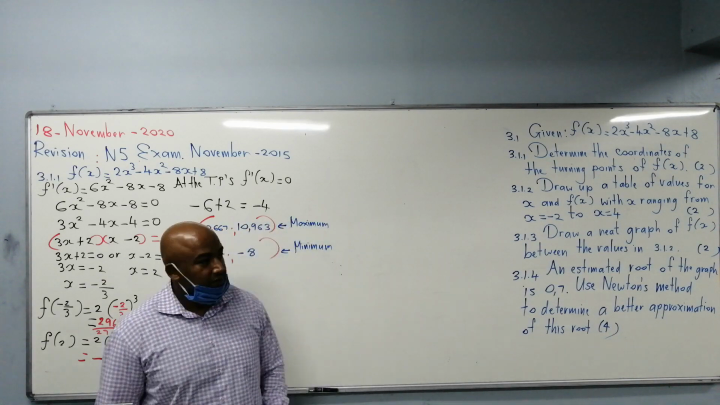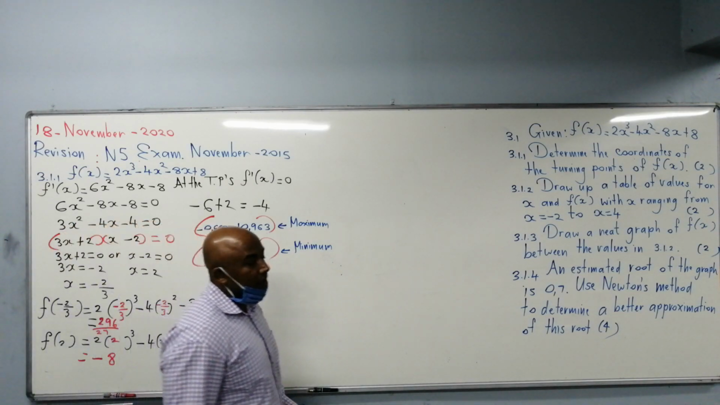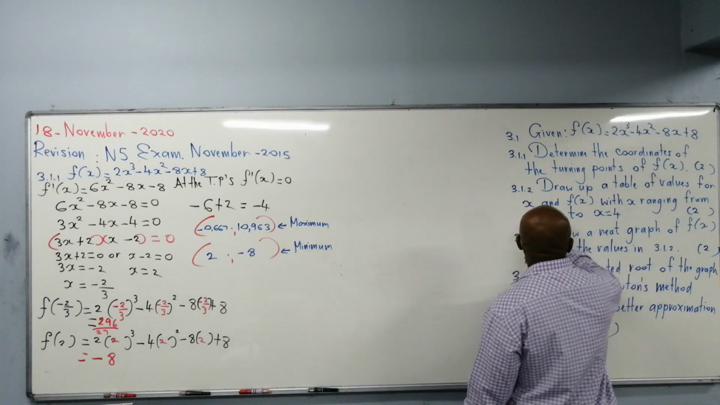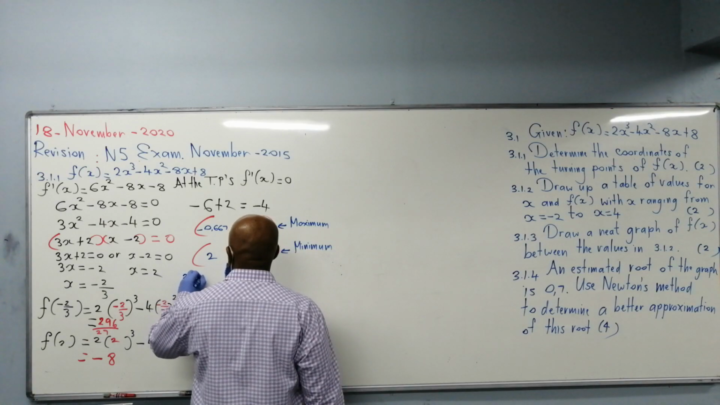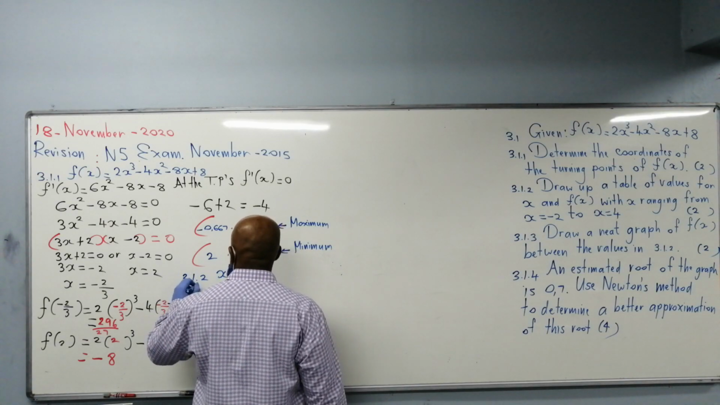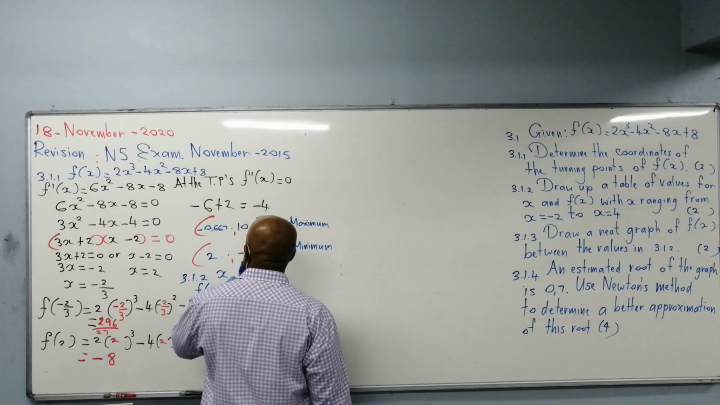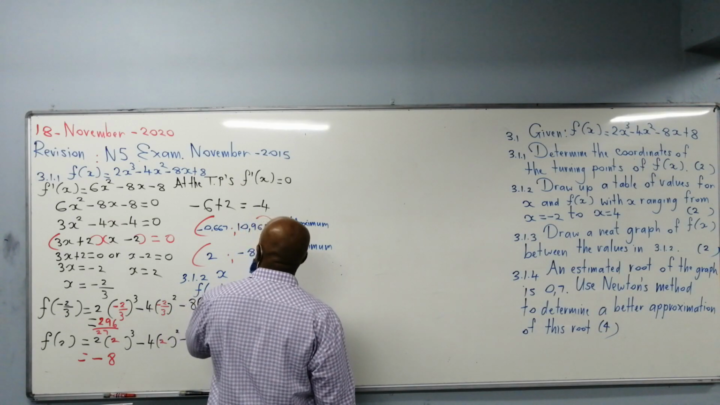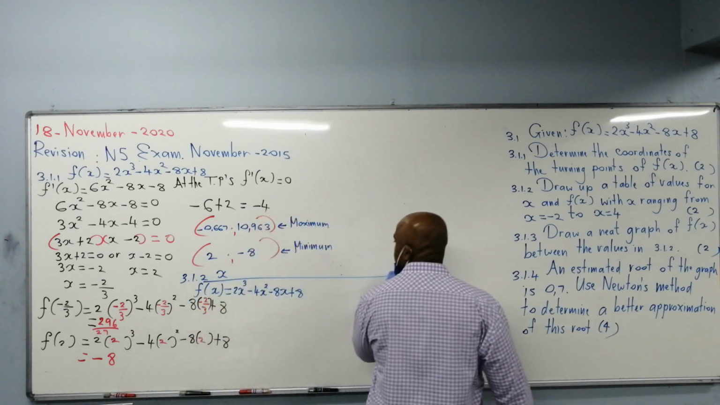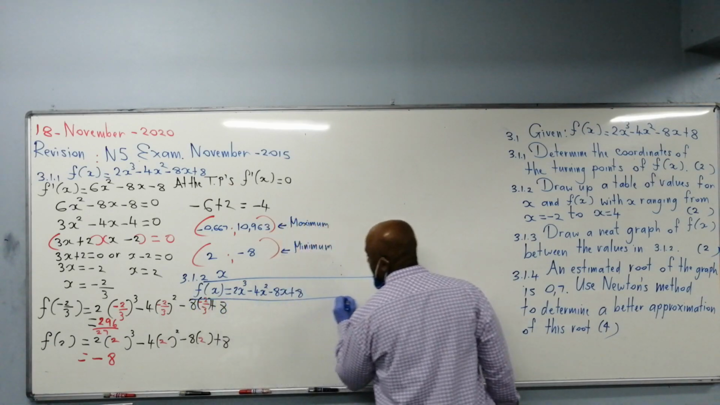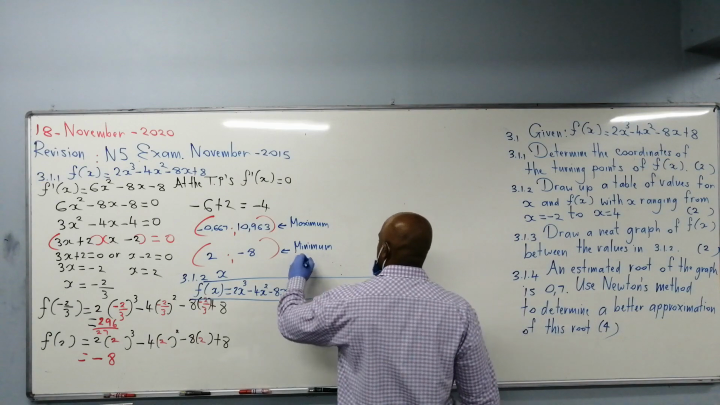Right, so that was the first one. 3.1.2 now. Draw up a table of values for x and f of x. So let's do it here. 3.1.2. We got x and f of x, which is equal to 2x cubed minus 4x squared minus 8x plus 8. So we draw up a table of values from minus 2 to 4.